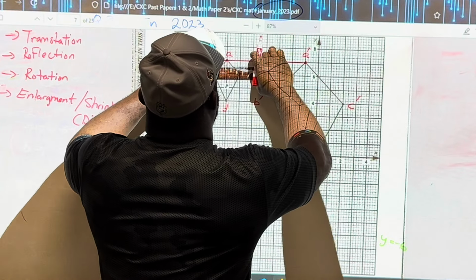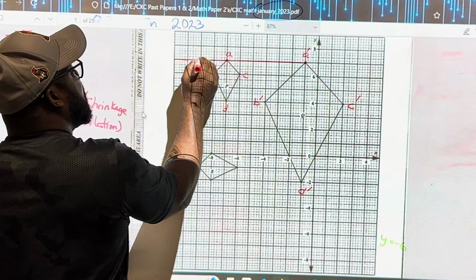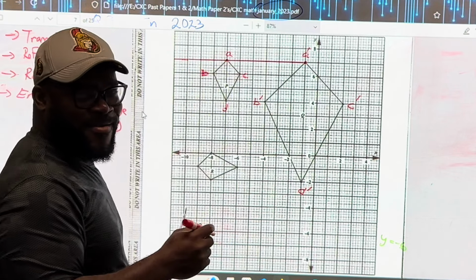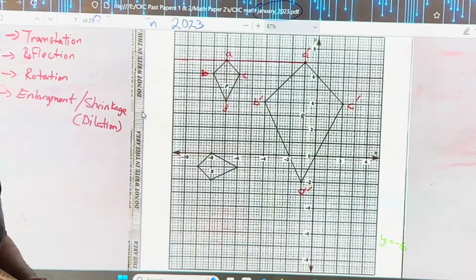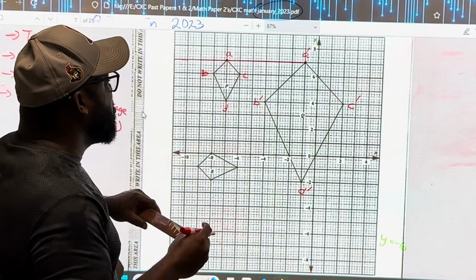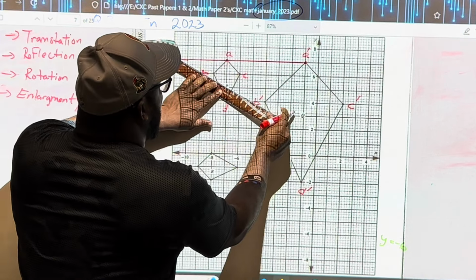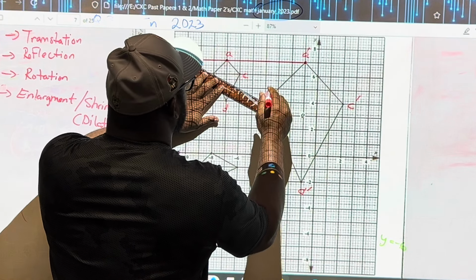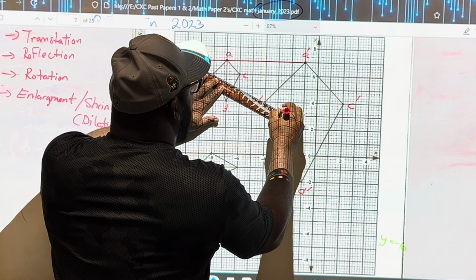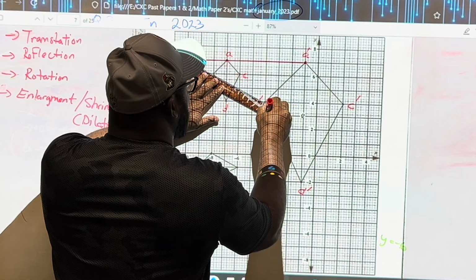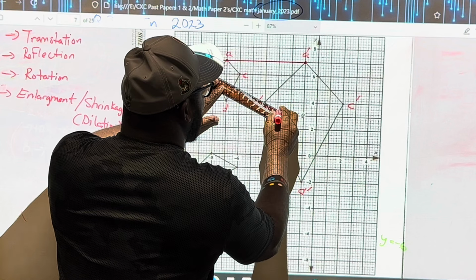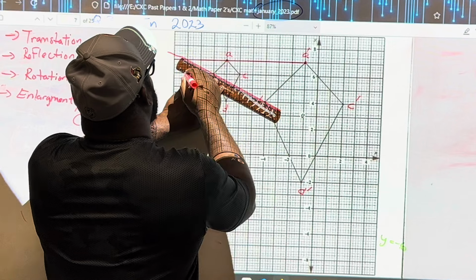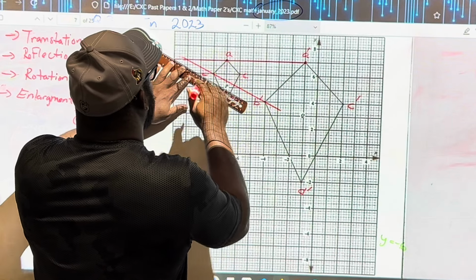Okay, good. Take your ruler and draw from B prime to B. You see that? Draw it till you go off the paper. Hold on, the ruler isn't long enough.